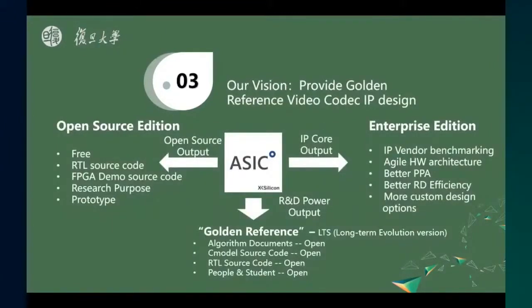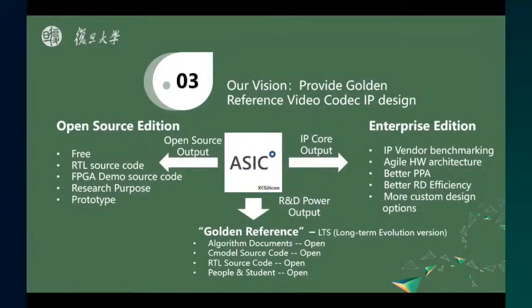Our vision is to provide the golden reference video codec IP design to industry and also to the whole society. We use 3 ways to do the output. The first is the open source output. So everyone can download our IP core with RTL source code for free. And they also can get our FPGA demo source code. And people can do quick prototyping based on the open source IP cores.